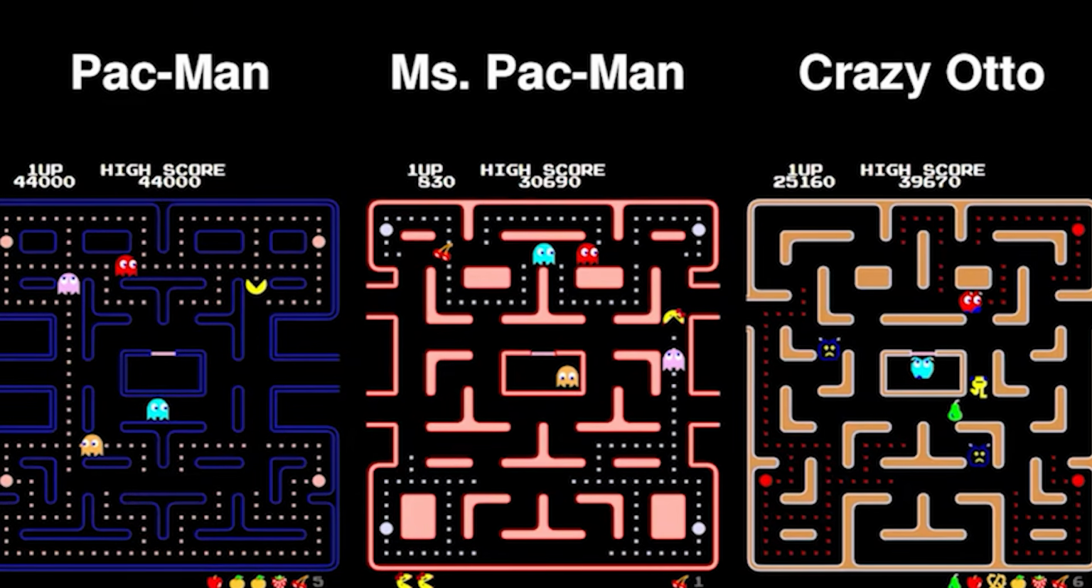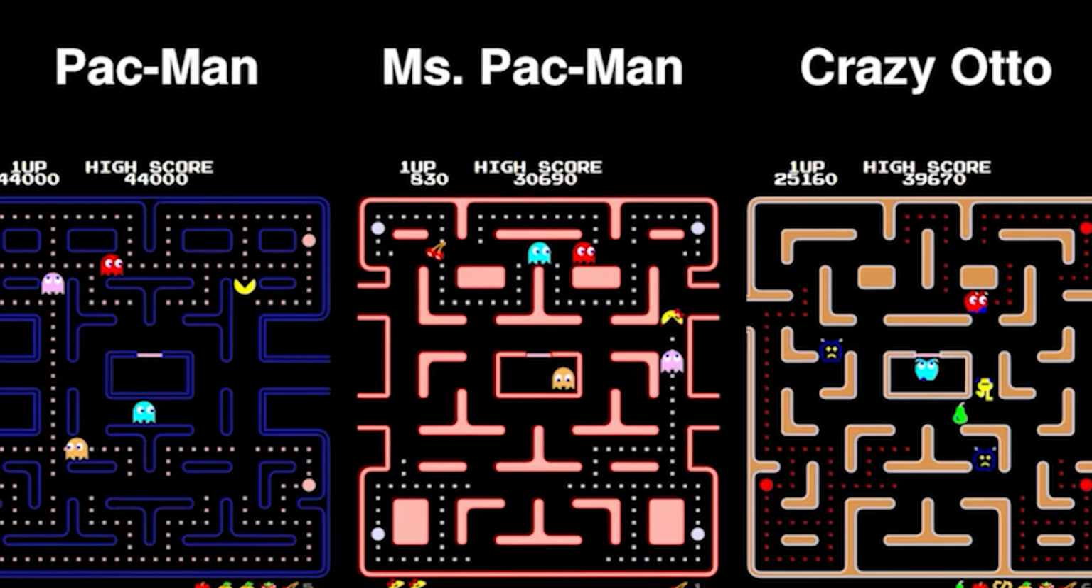And the little fruits and ice creams that bounce around the maze are also the snacks that were found in the pizza parlor. And these are very basic ideas.